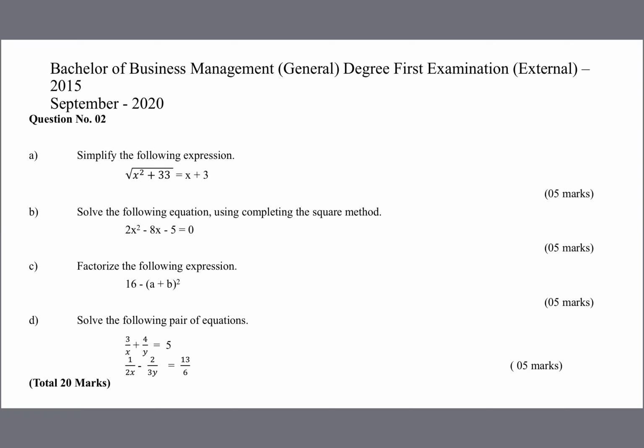The first question is: simplify the following expression. There is one expression given here, so you need to simplify that. Here, simplify means you need to solve the equation and get the value for the unknown variable x. When simplifying, finally you can get the answer for x.